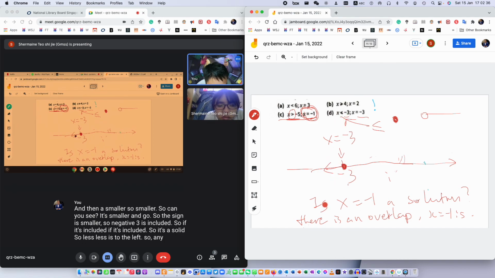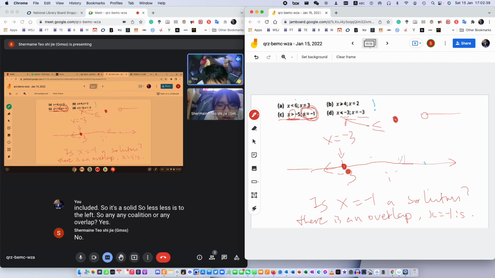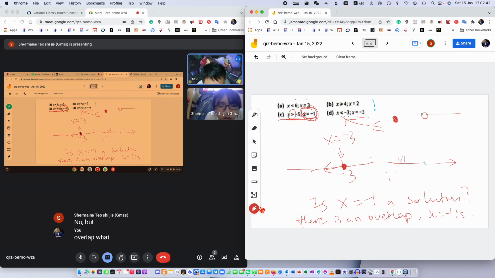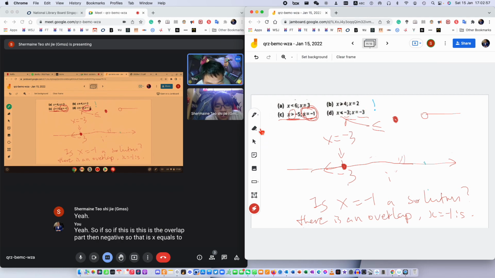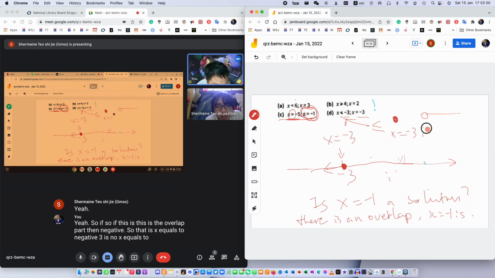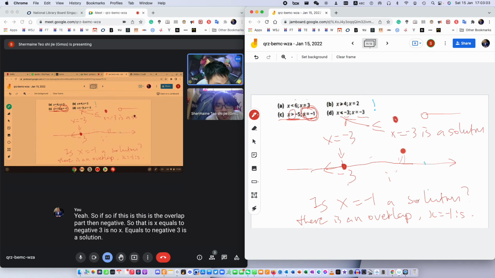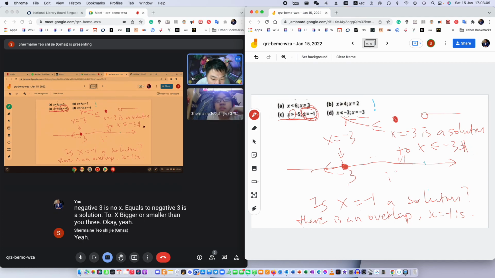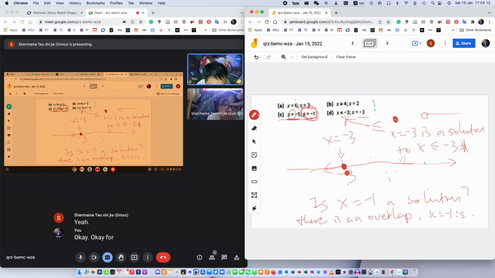So any collision or any overlap? Yes. Over here is the overlap. So this is the overlap part, right? So that means x equals to negative 3 is a solution to x smaller than or equal to negative 3. Are you clear? Okay. For D, they collide at the start. Okay, good.